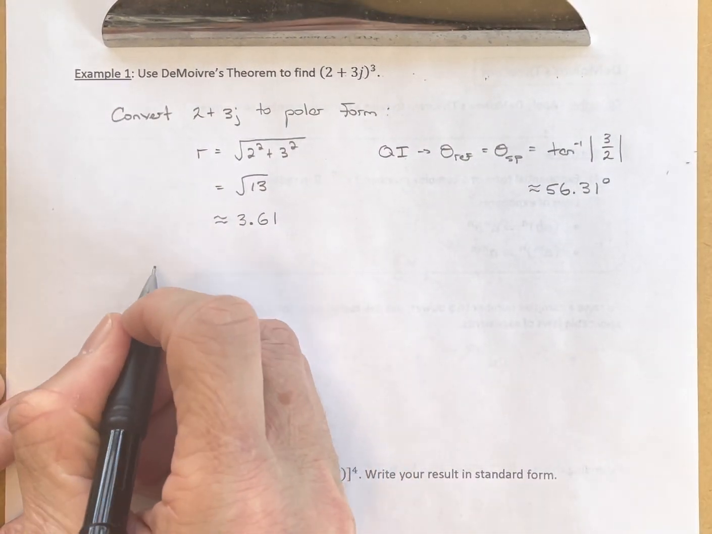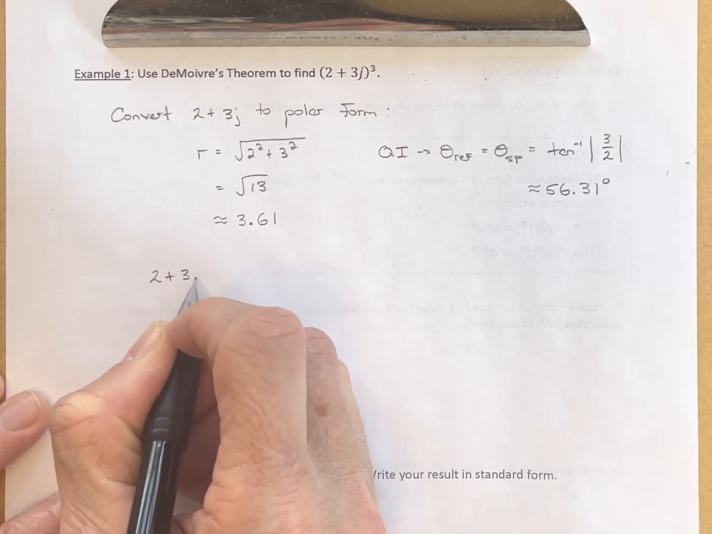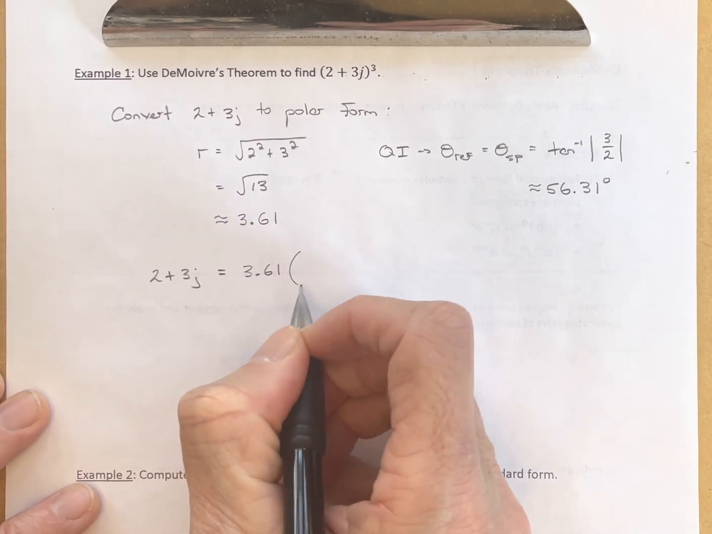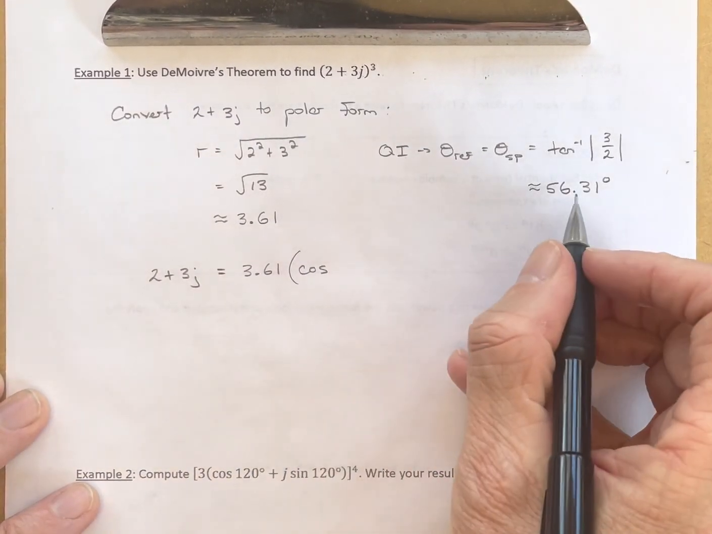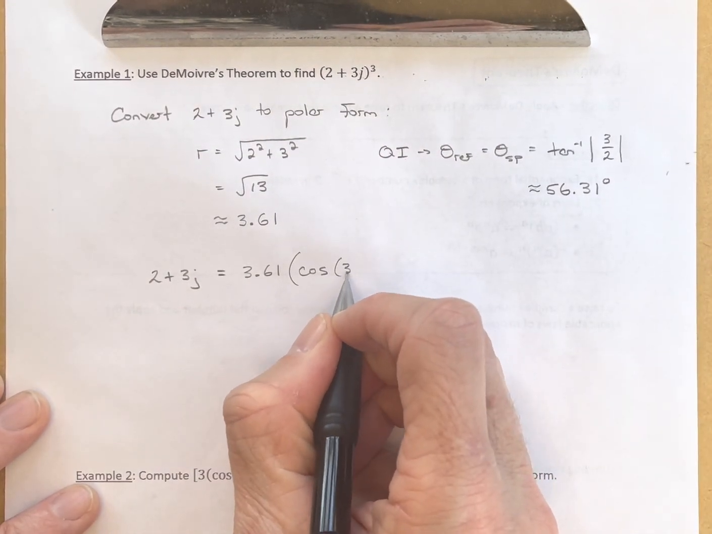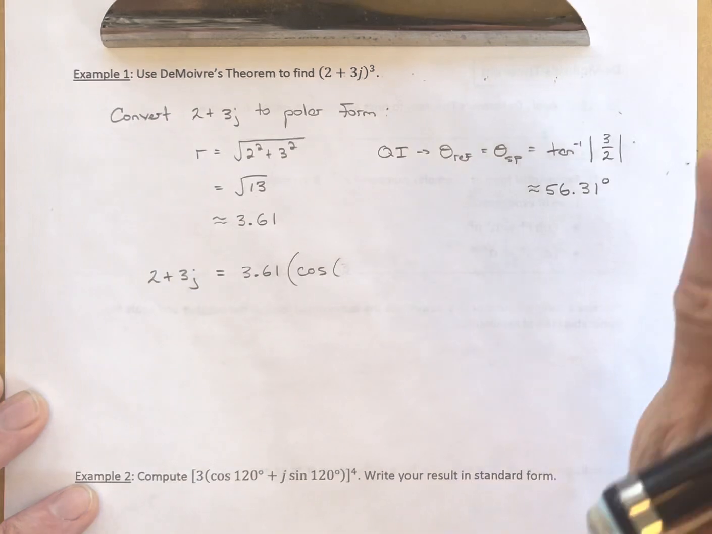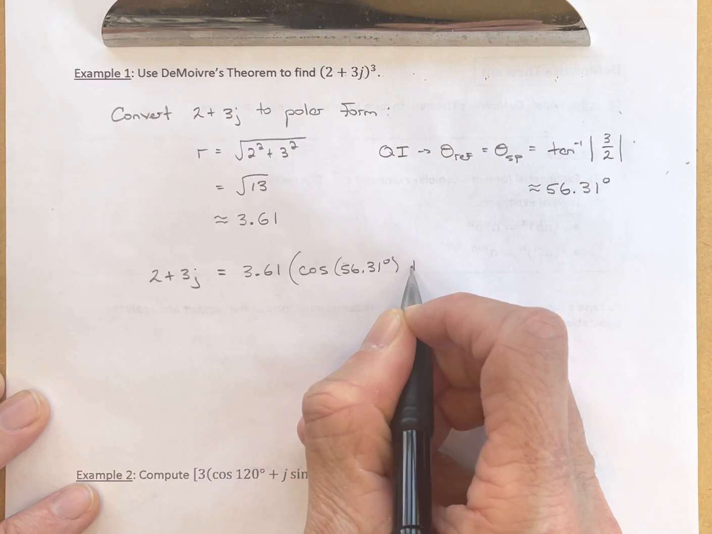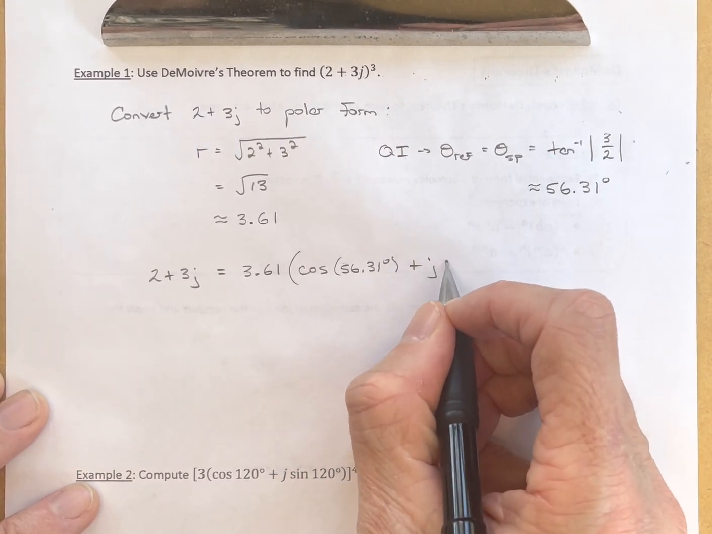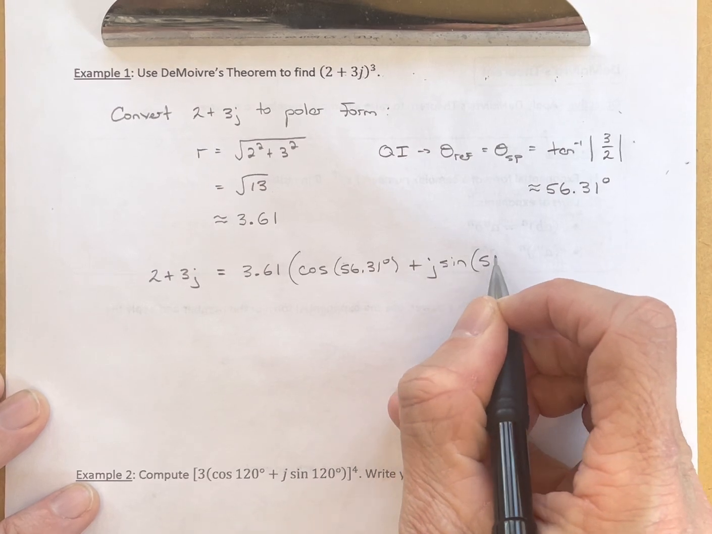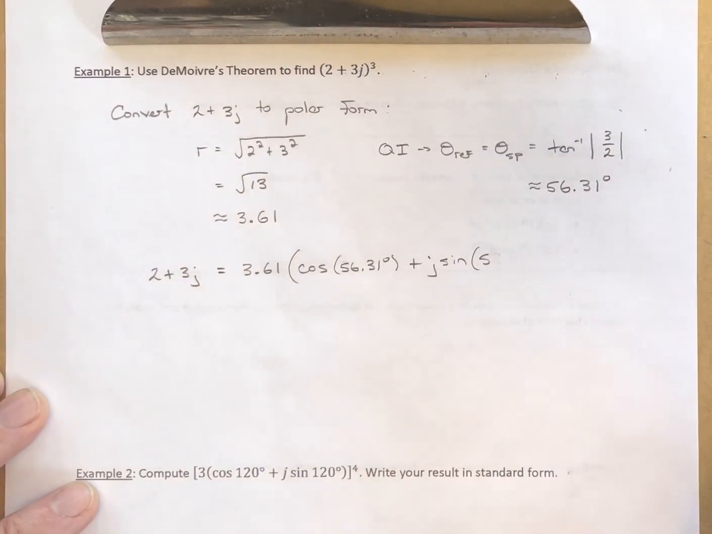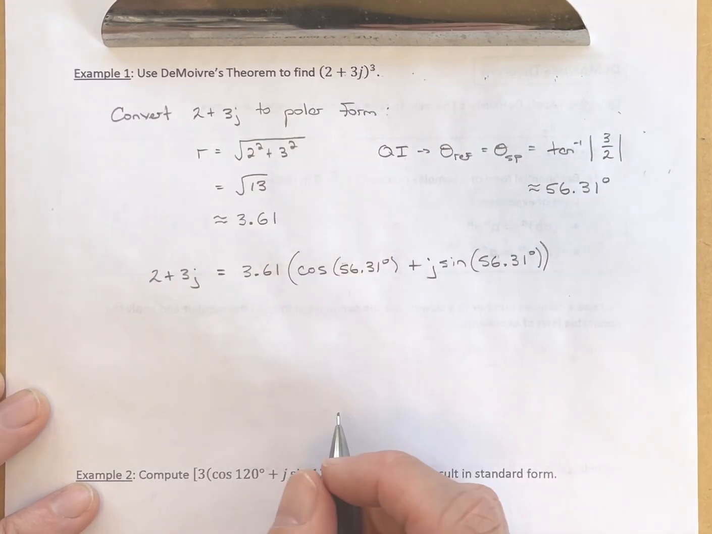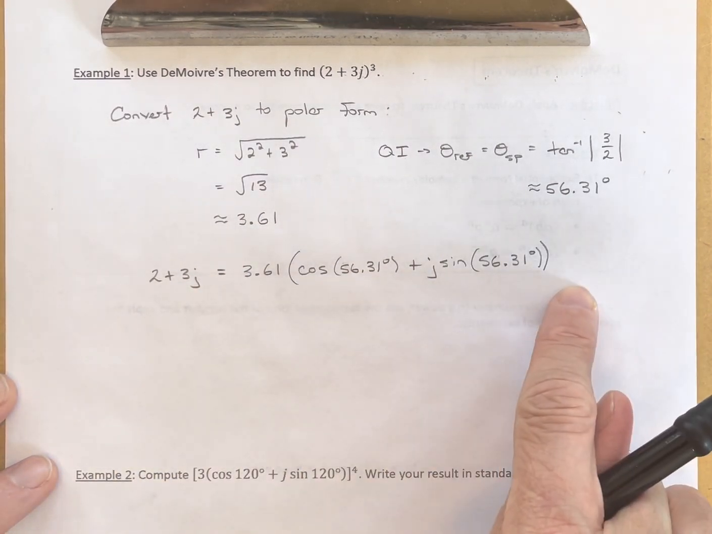Okay, so we know that 2 plus 3j is equal to r, 3.61, times the cosine of 56.31 degrees plus j times the sine of 56.31 degrees. There we have it. So now we have it in polar form.